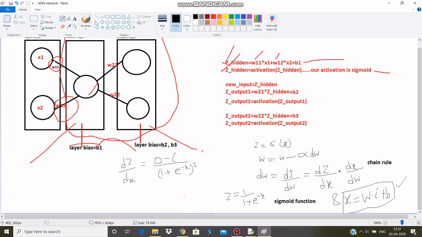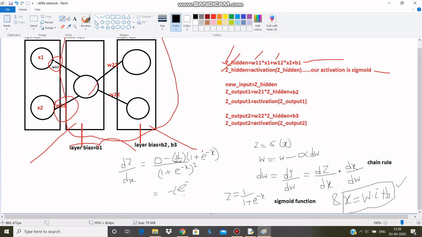d upon dx of 1 plus e to the power of minus x. Makes sense? This is the differentiation formula for u by v. I believe you are all aware of it.